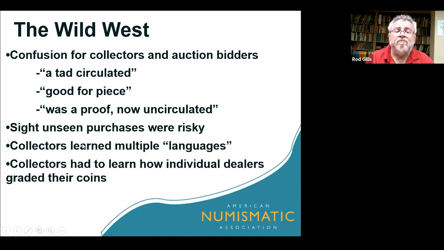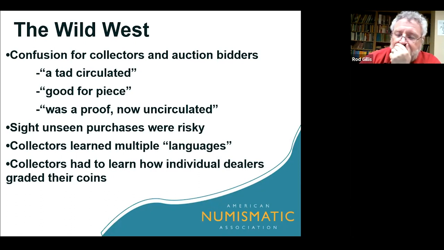So initially, when the idea of grading was undertaken and people were trying to standardize grading, pardon me, there was some confusion, as you can well imagine. And there were terms that were brought up, like a tad circulated. Well, you know, the operative word there is tad. What does that mean? Good for the piece? Does that mean that the rest of the coins that are just like that coin are not attractive? What does that mean? My favorite is this one: "was a proof, now uncirculated."